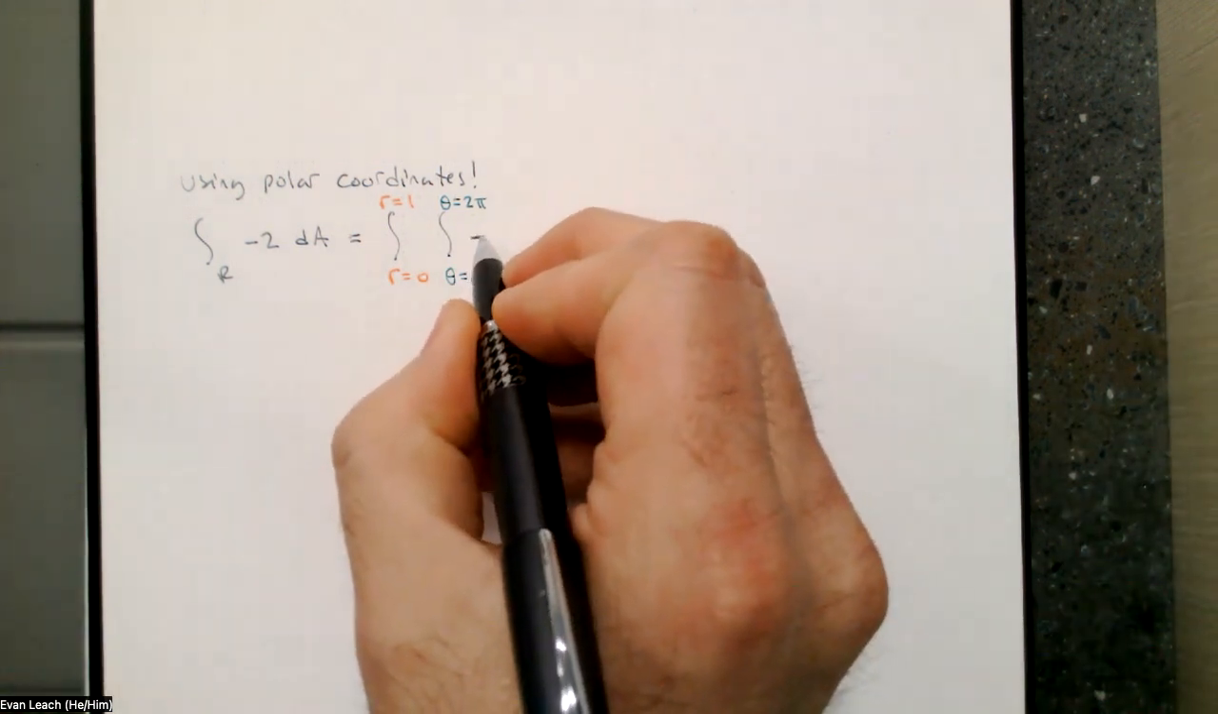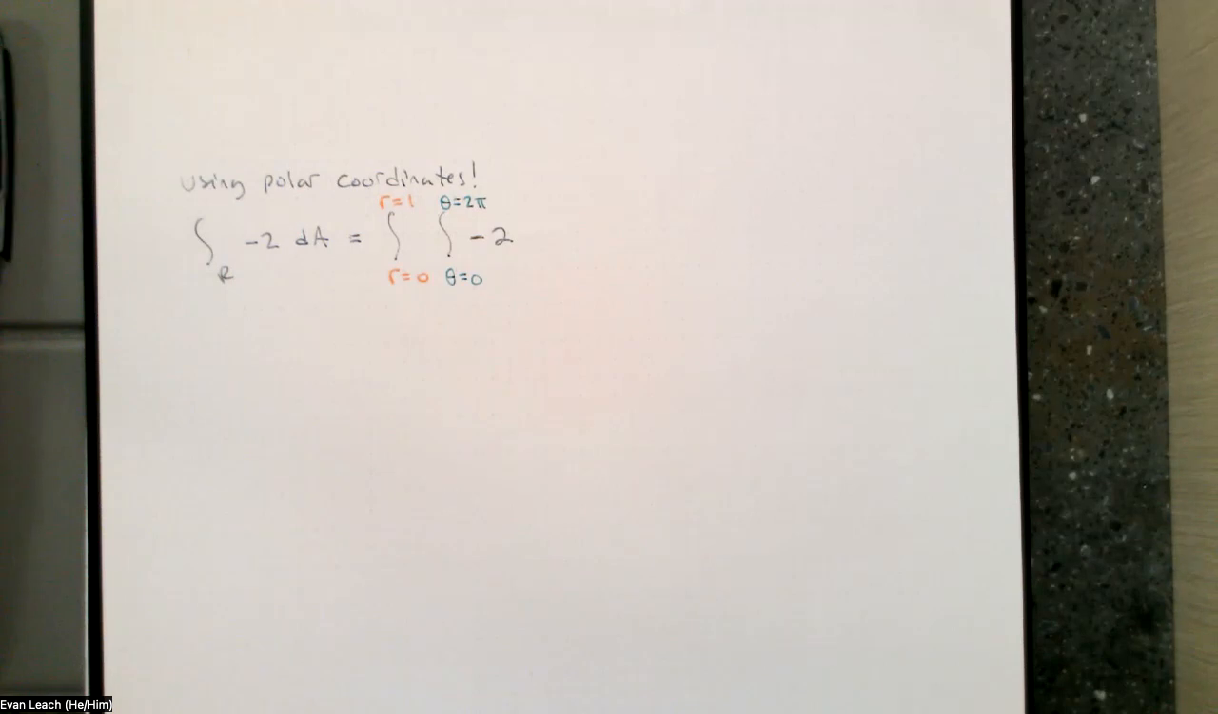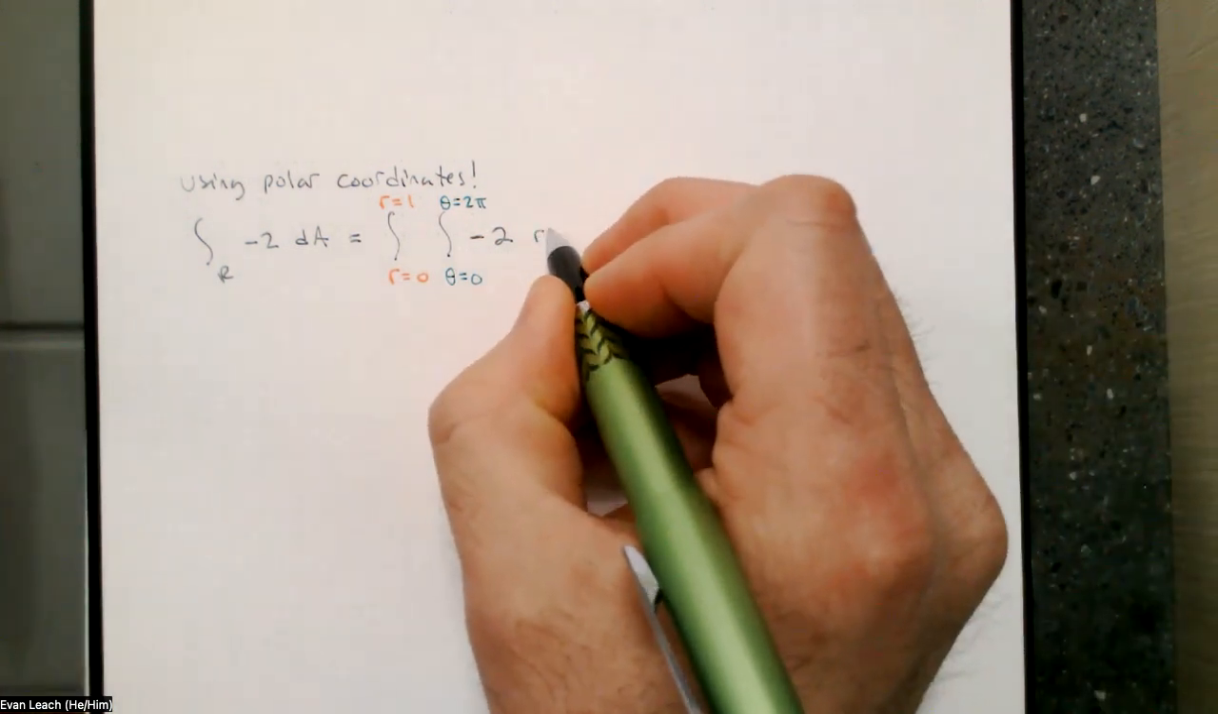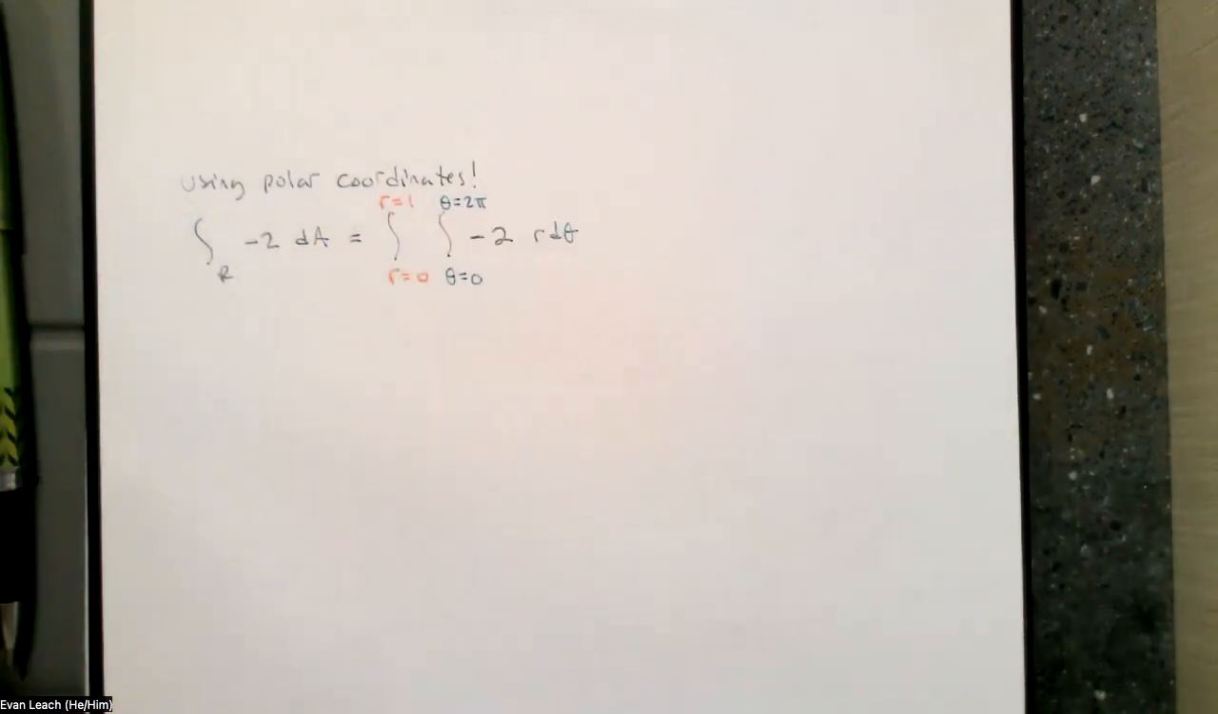-2 is what we're still integrating. And remember that dA in polar coordinates is not just dr and d theta. D theta is not a length. We need to multiply by r to turn d theta into a length. So I need an r dr d theta.